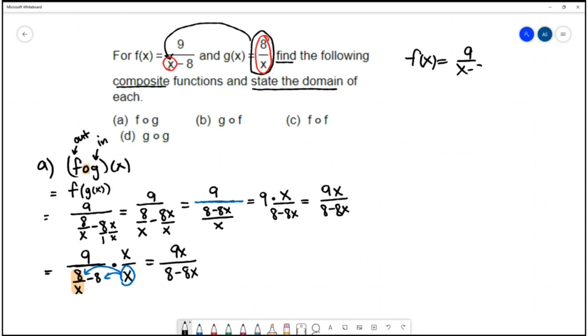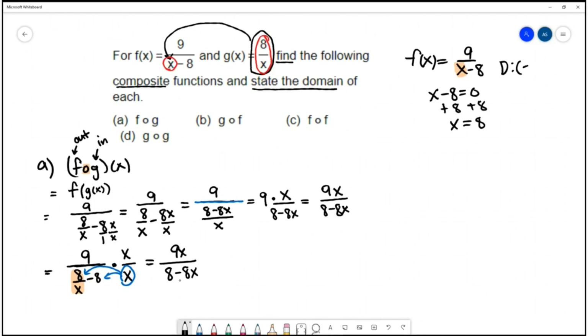So f of x is 9 over x minus 8. This is a rational function because we have a variable in the denominator. And for rational functions, we want to exclude any values of x that will cause the denominator to be 0, because division by 0 is undefined. So let's set that denominator equal to 0 to find our restricted value. We set the denominator, x minus 8, equal to 0. We're going to solve by adding 8 to both sides, and we get our restricted value to be 8.